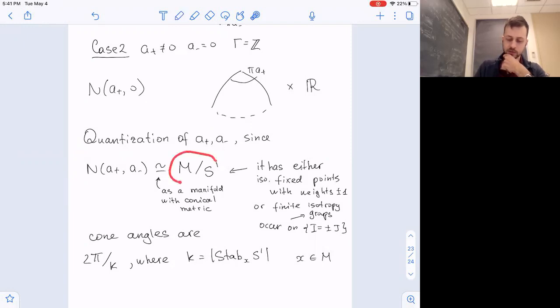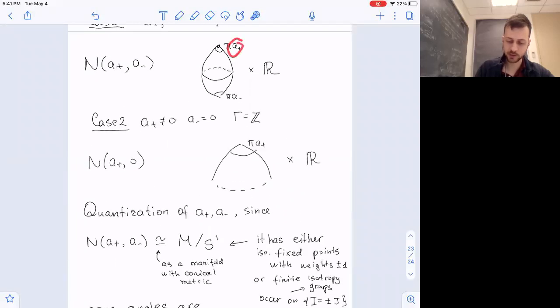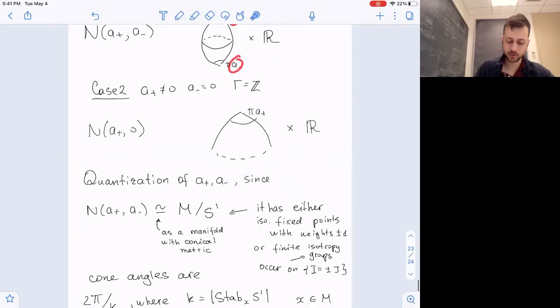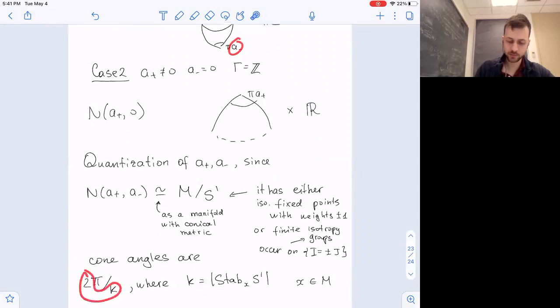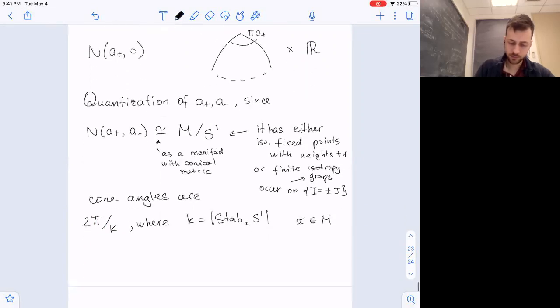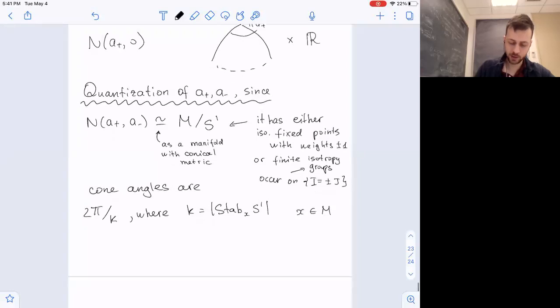So since cone angles on the right-hand side could be only 2 pi over k, it forces these constants A plus and A minus also to be 2 over k. This is some phenomenon which we didn't really anticipate in the beginning, but it happened that we necessarily have that A plus is 2 divided by integer and A minus is 2 divided by integer, or 0. They could be 0.